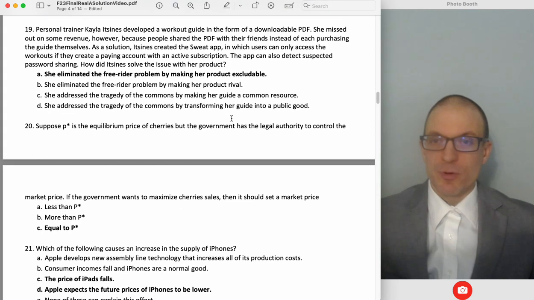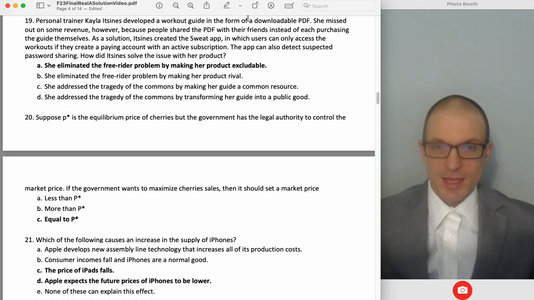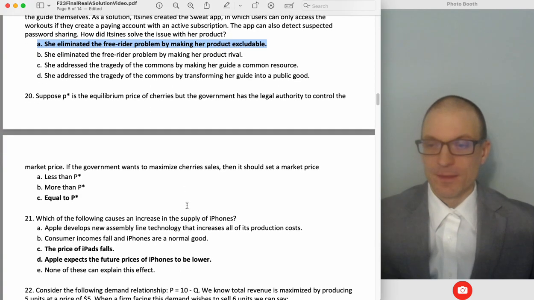Let's see. So we've got a personal trainer. They've got a workout guide. There's a downloadable PDF, but there's revenue that's been lost because people were sharing with friends instead of buying it. So as a solution, they created an app which allowed users to only access workouts if they have a paying account with an active subscription. This also detected password sharing. How did this solve the issue with the product? Oh, it eliminated a free rider problem, made the product excludable.